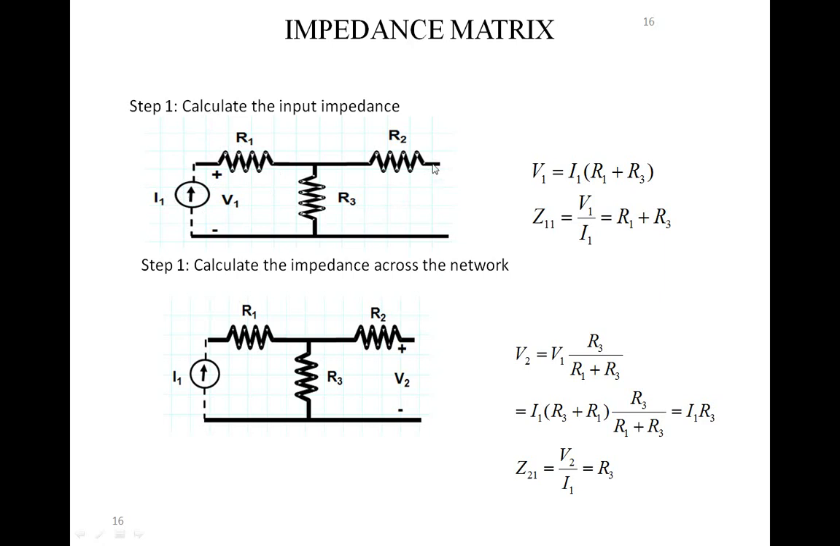Look at the diagram. This is open at the other side terminals, which means this is open circuited. In open circuit, the current is 0. So resistor 2 has no current. Thereby, the expression can be written as V1 is equal to I1 into the series combination of R1 and R3. The impedance value is obtained as V1 by I1, which is equal to R1 plus R3.